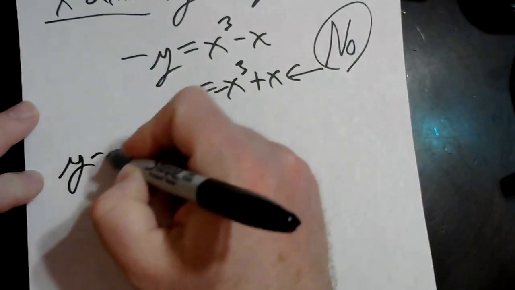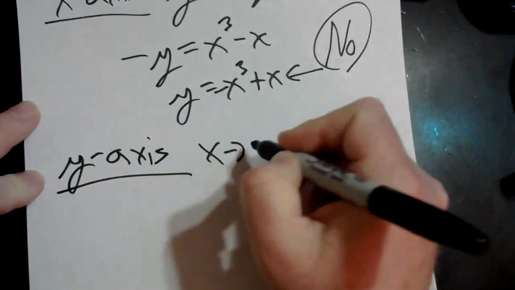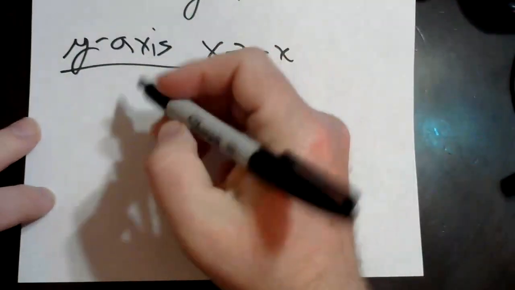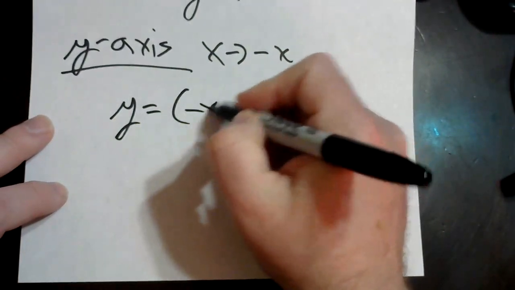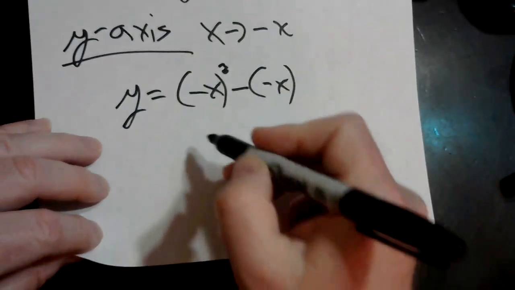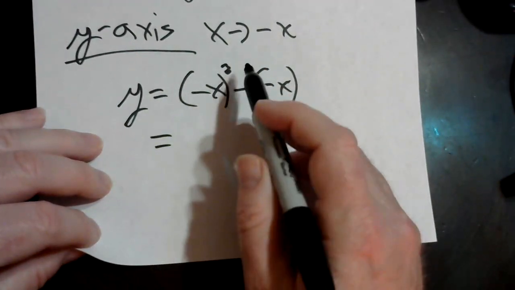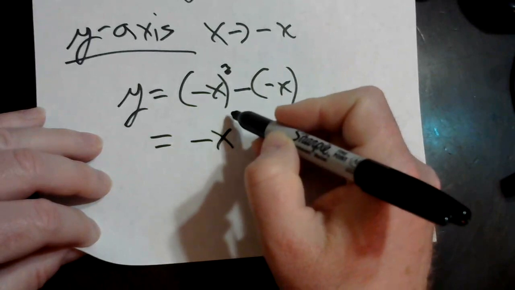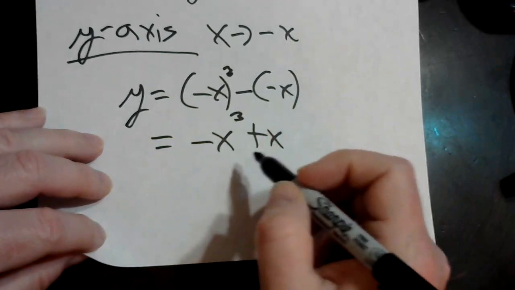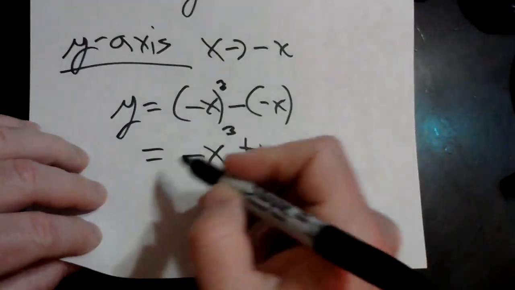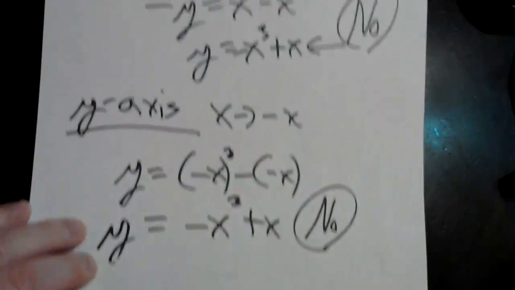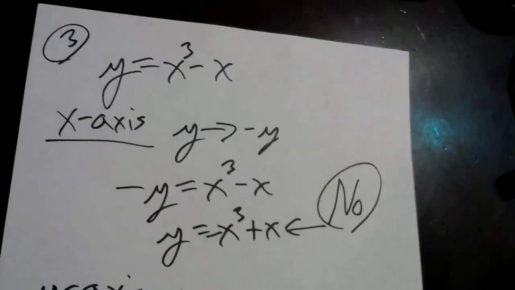But let's try y-axis. And remember, the trick is to replace the opposite variable with its negative, in this case x. And it would probably be a good idea if you put that negative x in parentheses, because you're going to be cubing it in the first term. Well, remember, whenever you raise negative 1 to an odd power, it stays negative, so that first term is actually negative x cubed. And in the second term, it looks like the negatives cancel out, so we get negative x cubed plus x again. And there's nothing I can do there to make it look like the original equation, so it looks like that one is also a no. It does not pass the test for symmetry with respect to the y-axis either.